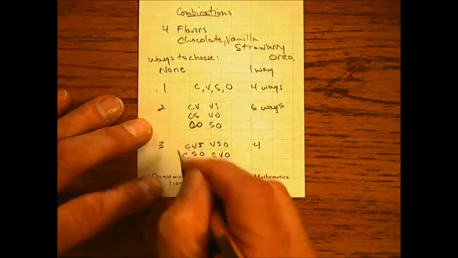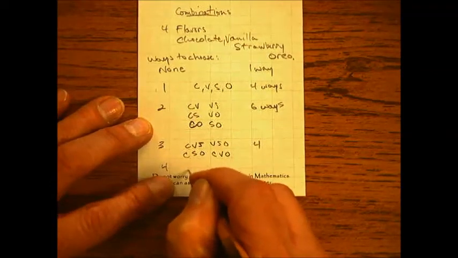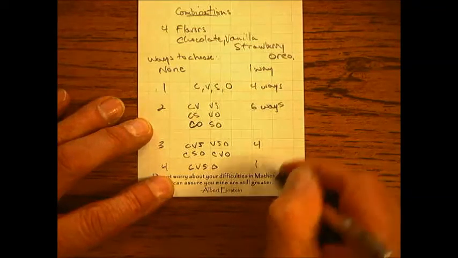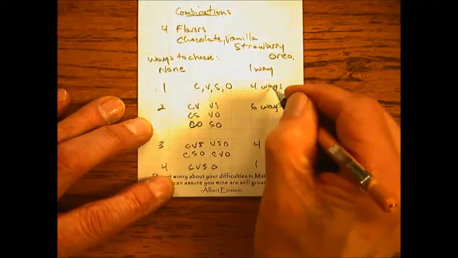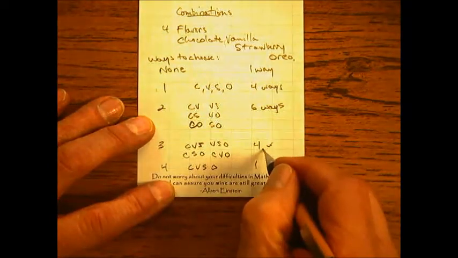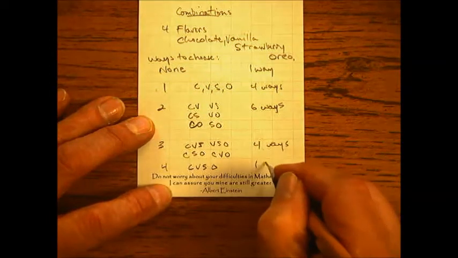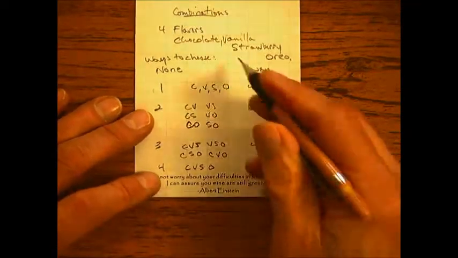Then the last possibility would be, how many ways can I choose 4 of a kind? Well, there's really only one way. I'm going to get a chocolate, a vanilla, a strawberry, and an Oreo. So there's one way to do that. So there's one way for none, four ways to get 1, 6 ways to get 2 flavors, 4 ways to get 3 flavors, and 1 way to get 4 flavors. Okay, so combinations are a really big part of what we're going to be doing here.